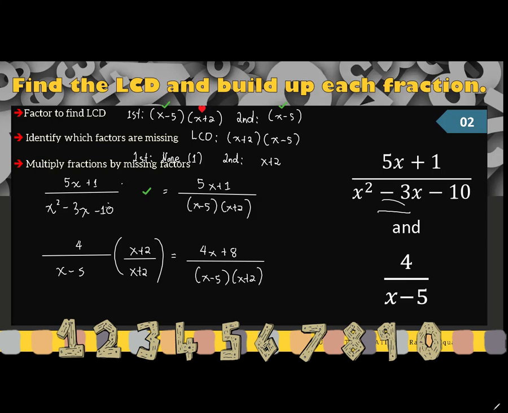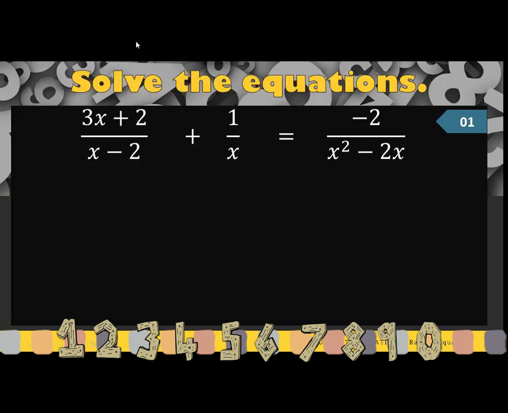Now let us try to solve the rational equations. So for our first example, we are given 3x plus 2 over x minus 2 plus 1 over x is equal to -2 over x squared minus 2x. Now our first step is we need to factor the last denominator. So factor this using the common monomial factoring method. The common monomial factor will be x. x will be factored out. Then the other factor will be x minus 2.